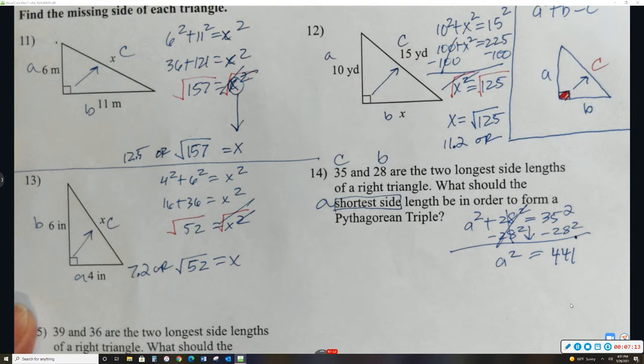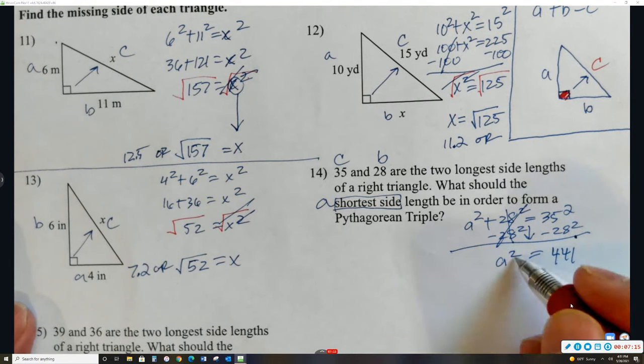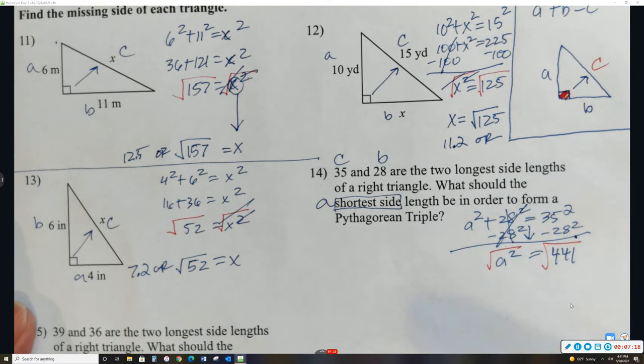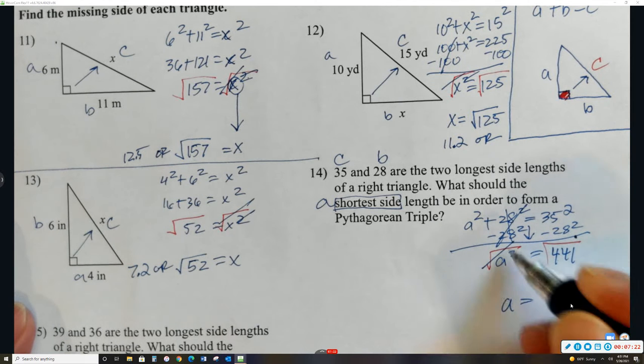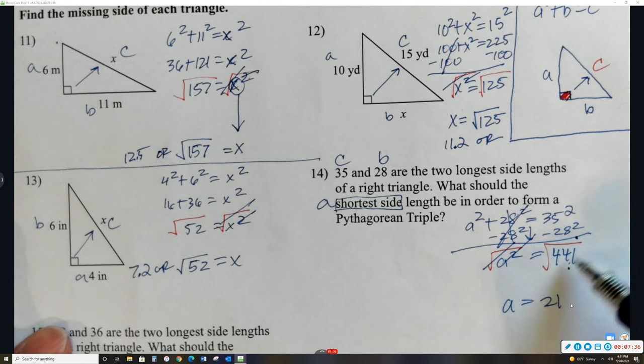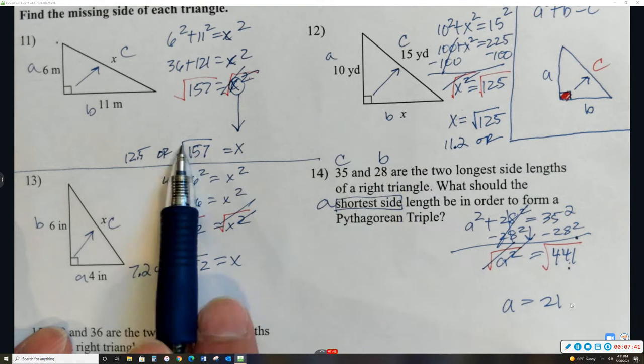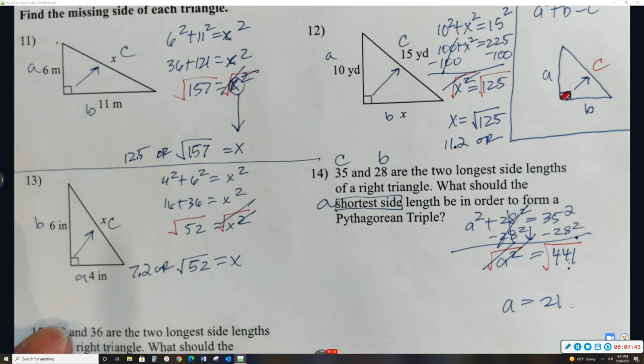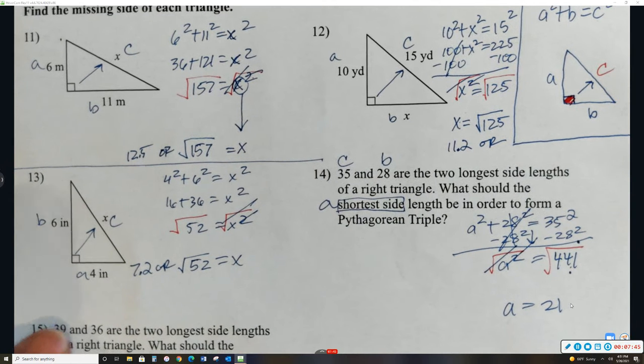441. And then what's next? I want A by itself, so I need to get rid of the square. How do I do that? We take the square root. This one is a whole number. The square root of 441 is 21. It's not a decimal number, so I don't need to write the square root of 441 here. All these other ones were decimals, they were decimal approximations.